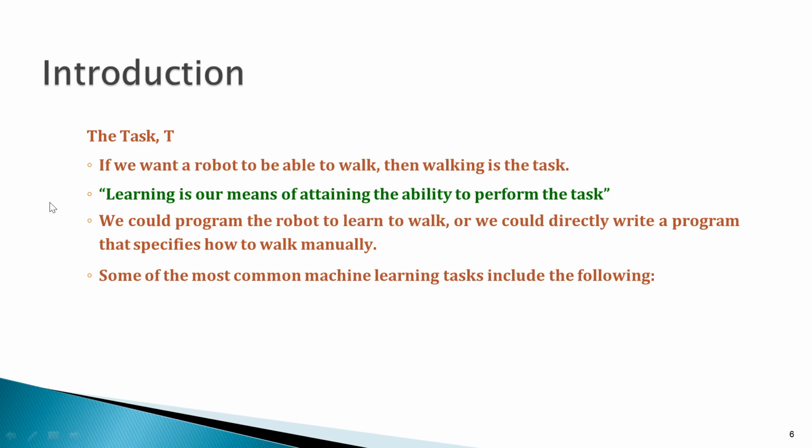In this condition, we can program the robot to learn to walk, or we could directly write a program in which we specify manually how a robot can walk. Some machine learning tasks, as I told in the previous class, are classification, where I want to classify an apple or an orange, or a regression problem, or machine translation. Sometimes video transcription work can also be given.